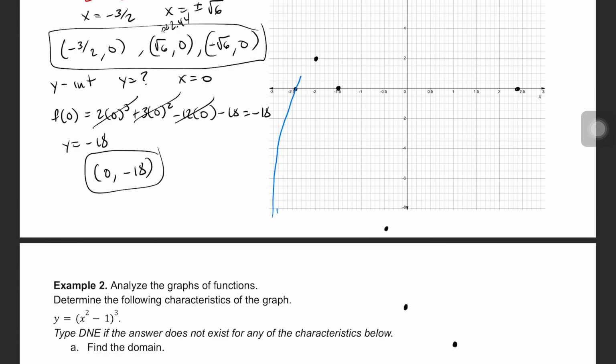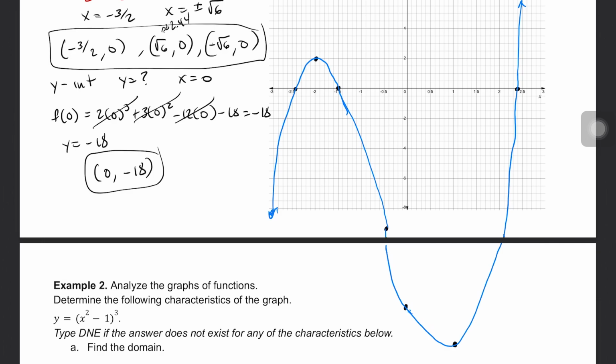Again, this is just a rough picture. This is supposed to be a critical number, so we're going to be smooth there. Then this is where it changes from concave down to concave up. Then it hits this point right here, and then it goes up, and it keeps going that way.